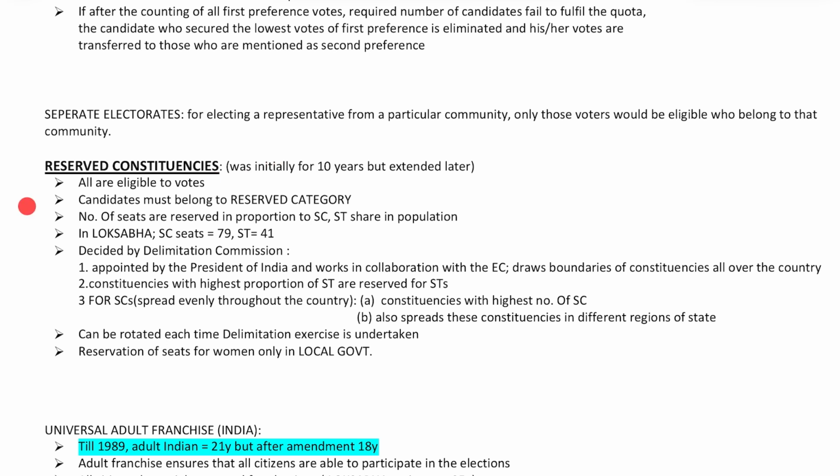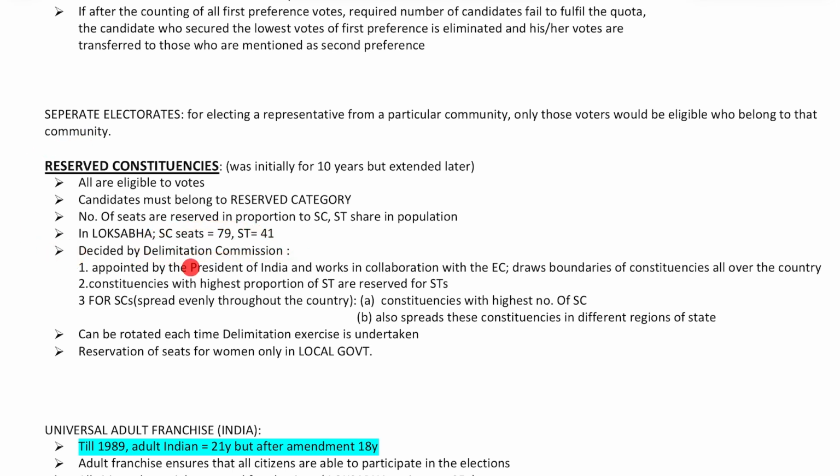Everybody is allowed. But the candidate must belong to the reserved category. So the person who is contesting the elections should be from the reserved category, even though everybody else is voting. The number of seats reserved is in proportion to the SC/ST share in the population. In Lok Sabha, SC seats are 79, whereas the ST seats are 41. The reserved constituencies are decided by the Delimitation Commission.